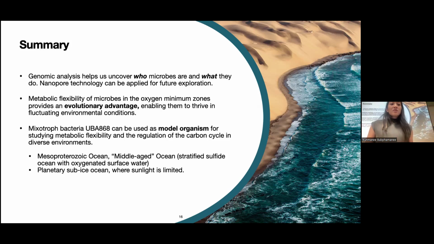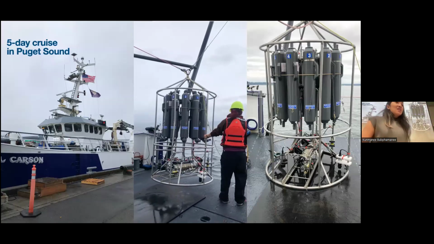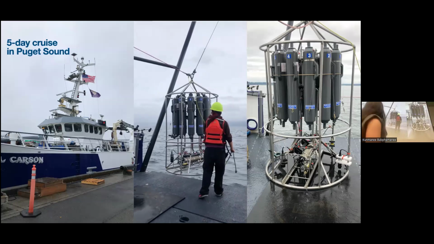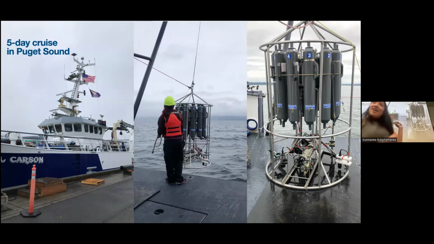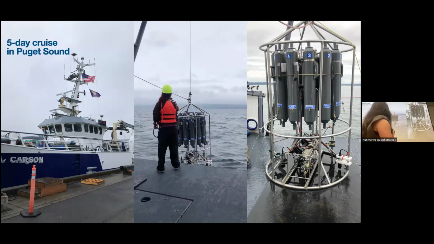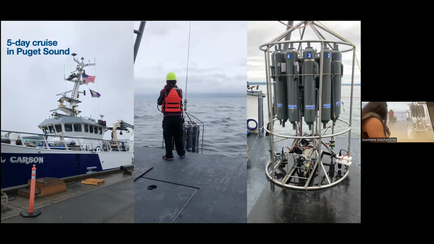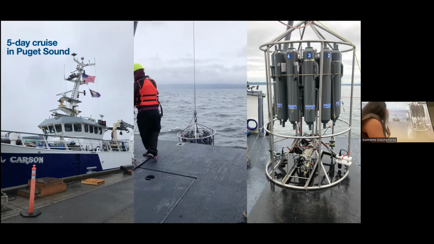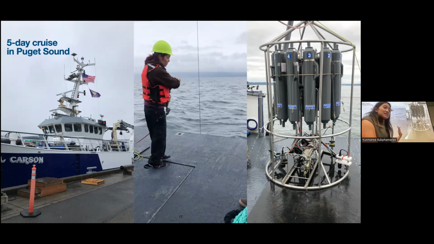But of course, I also want to share some stuff. Bob kindly asked me to join him, and we went on a 5-day cruise to collect seawater. Those are the Niskin bottles that collect water. And I think the deepest we could go is about 200 meters. That is like the general depth of Puget Sound, not that deep compared to the ocean.